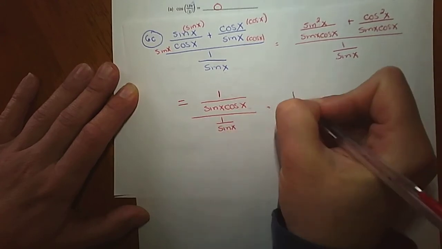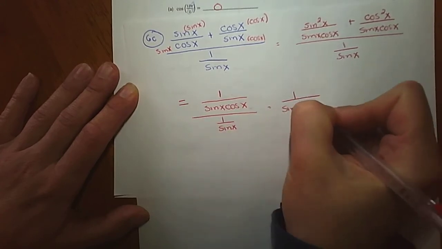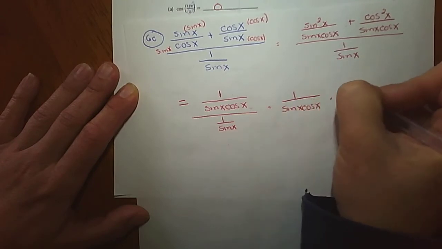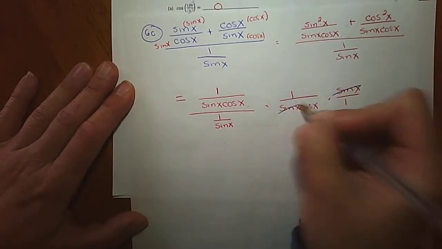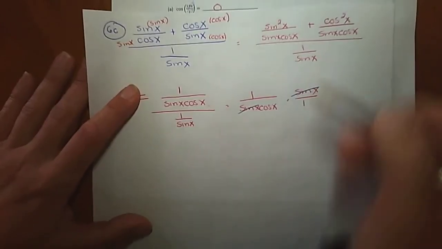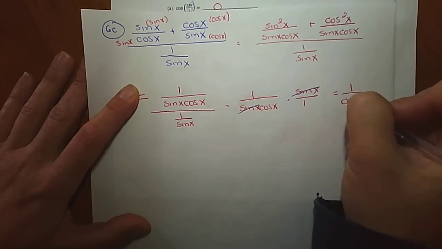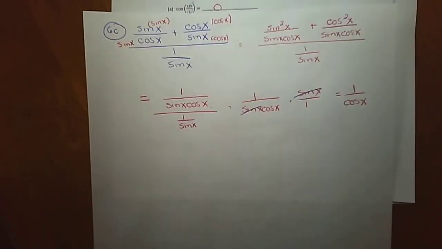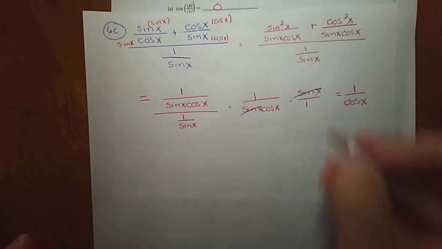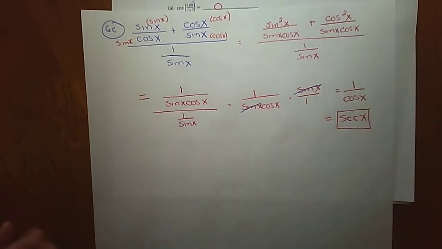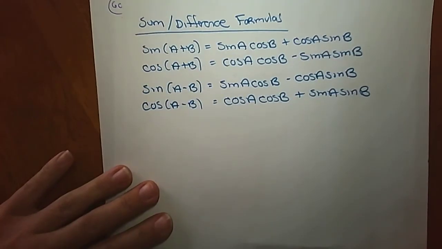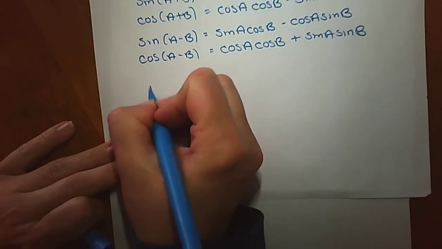And at this point, I can just do keep, change, flip, right? I'm going to multiply by the reciprocal. Okay. Sine x cancels with sine x. I get 1 over cos x. Now again, some of you did leave that as the answer, but it's not in the simplest form. This would actually be secant x. And that's the answer to 6C. Okay, now with that, I want to add to our formula sheets here the Pythagorean identities.